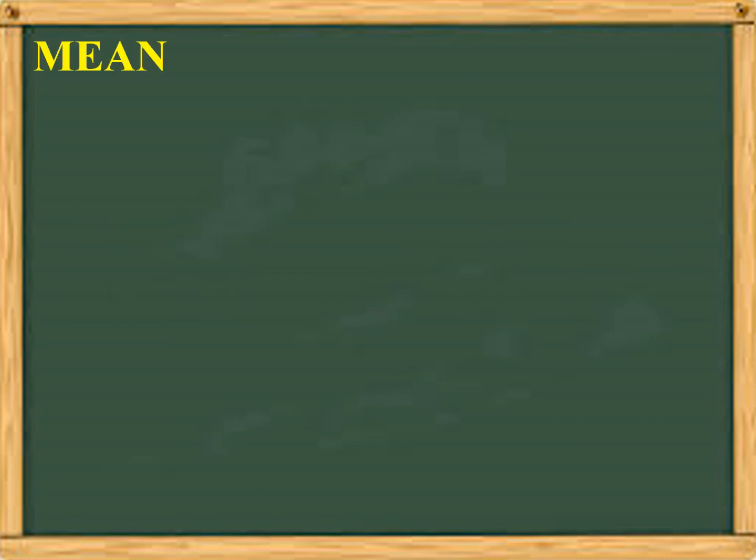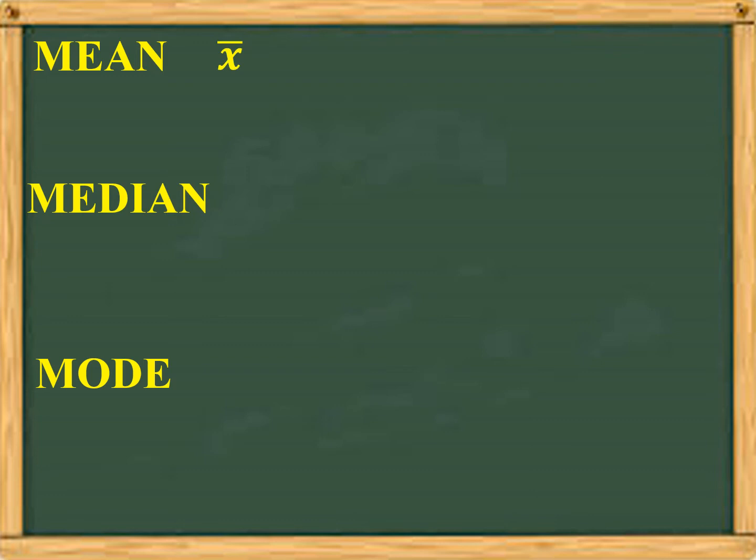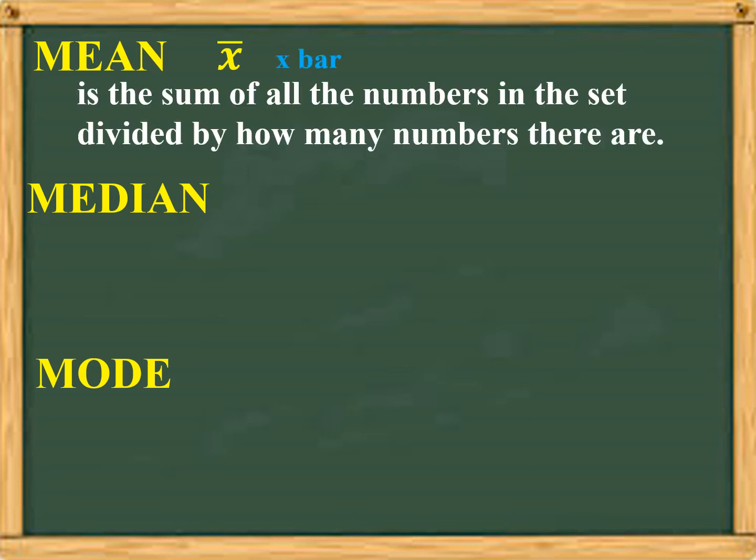Let's now define mean, median, and mode. Our symbol for mean, we have X bar. Mean is the sum of all numbers in the set divided by how many numbers there are. So this is our way of finding the mean for ungrouped data.